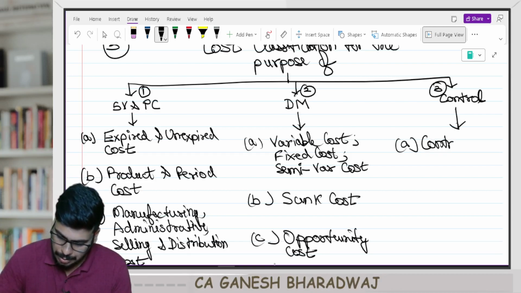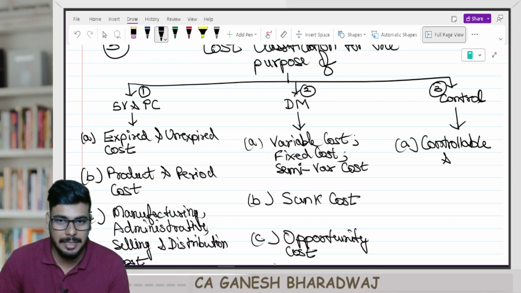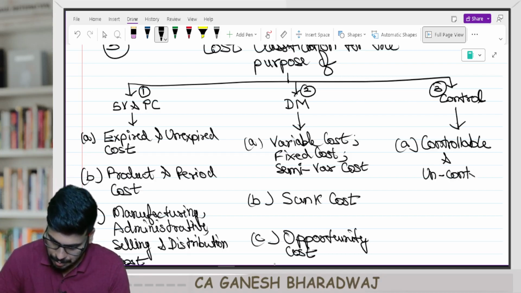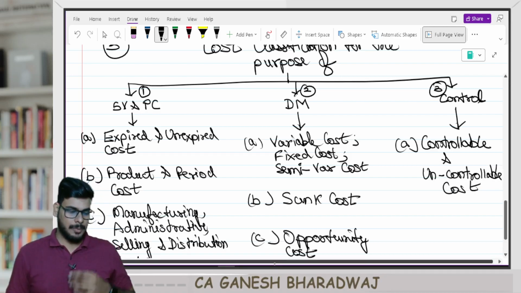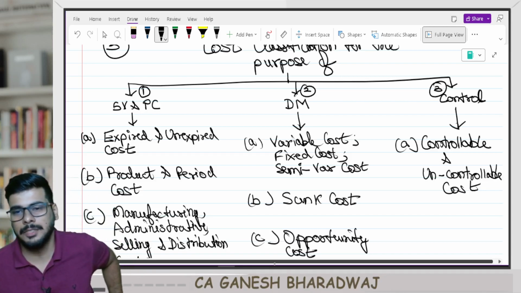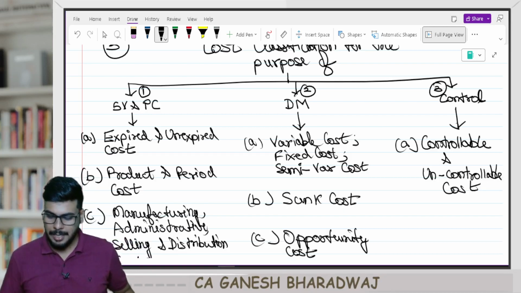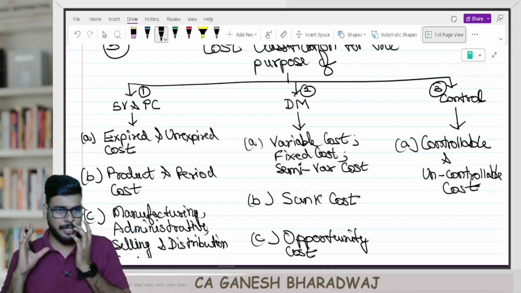Controllable, controllable and any guess? Controllable, uncontrollable. That's all. Uncontrollable cost. Clear? Please write this down. Done? Really? You've noted down? Great. Very good. So now, we have segregated this cost classification into 3.